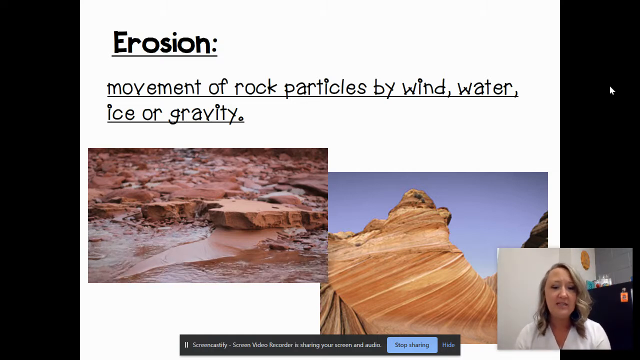Now, erosion is the movement of rock particles by wind, water, ice, or gravity. And you're going to write erosion in big letters in your box that's marked with the letter E. Movement is the big word that I want you to associate with erosion. Whether it's by wind or water, like these two pictures show, erosion happens when rock particles are moved. So go ahead, if you're using your highlighter, and highlight movement and erosion.